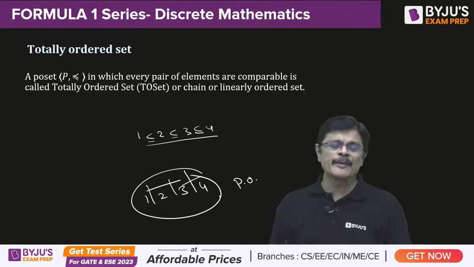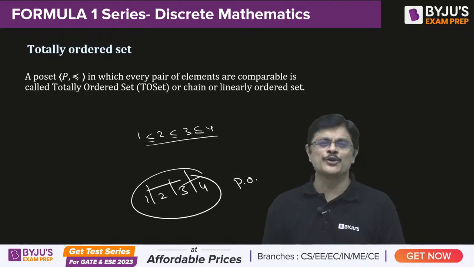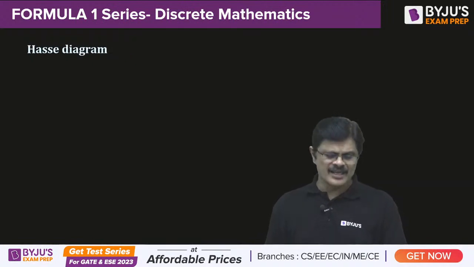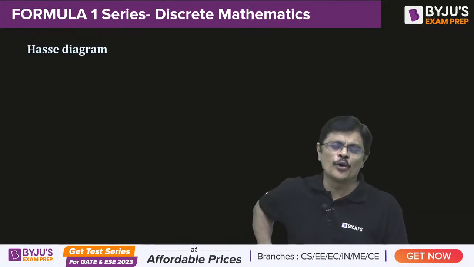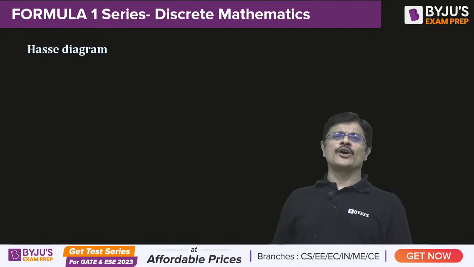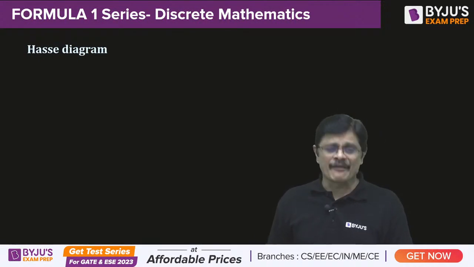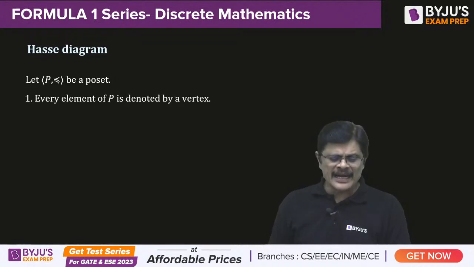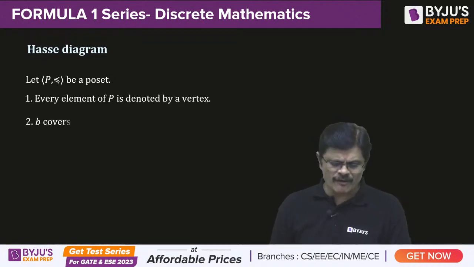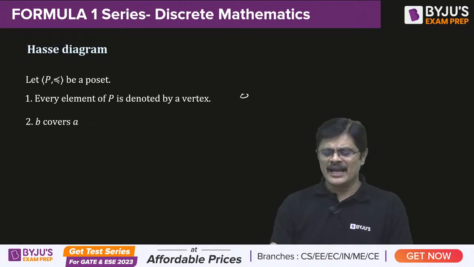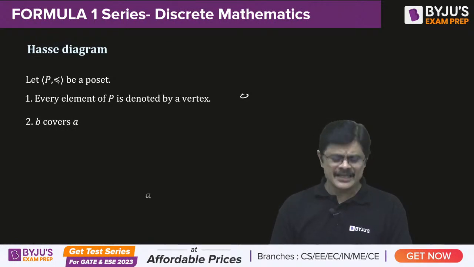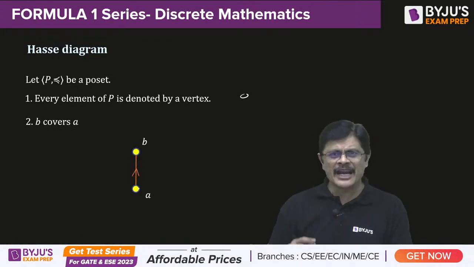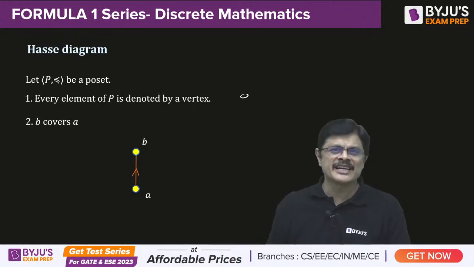So for representing partial order relations, or a set containing only partial order, we use the Hasse diagram, my dear friends. And for the Hasse diagram, we need to know two important things: one is called the associated relationship and the other the covering relationship. Suppose P is a poset and every element in P is denoted by a small vertex like this. And suppose B is covering A, the circle of B will be above the circle of A and A joins B with a single straight line.